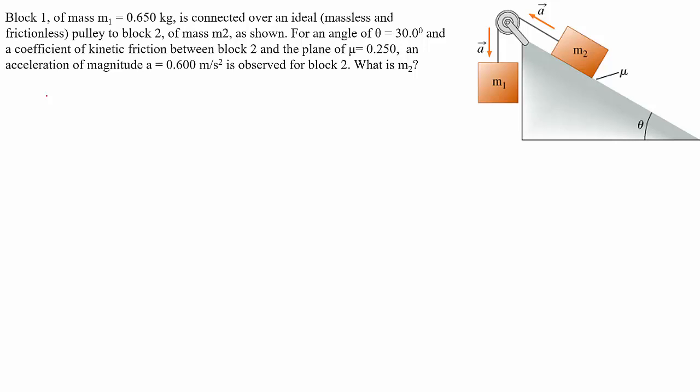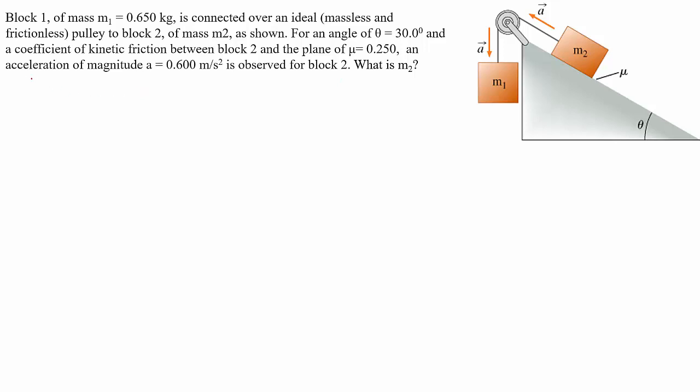Hello everyone. We have the following question on inclined surfaces, where you have two masses connected, passing through a frictionless pulley, and you are given the direction and the magnitude of the acceleration, the angle, the coefficient of kinetic friction between M2 and the surface, M1 value, and you're asked to find M2.